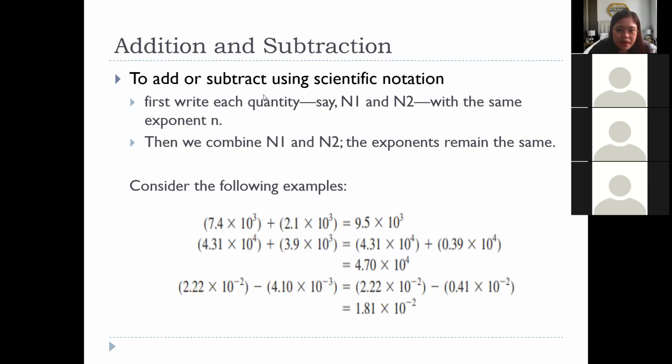So just like this one, let's have the first one. Tatlo ni siya ka-examples. Ayan. So let's have the first one, para dili mo maglibog, atong i-rewrite. So the first given is 7.4 times 10 raised to the power of 3 plus 2.1 times 10 raised to the power of 3. If this is the given class, parehas sila og exponent, we can proceed directly to the computation. Okay, we can proceed directly to the computation.